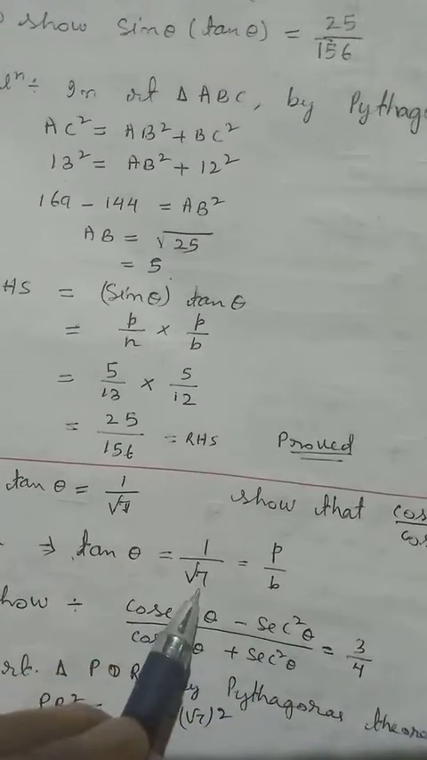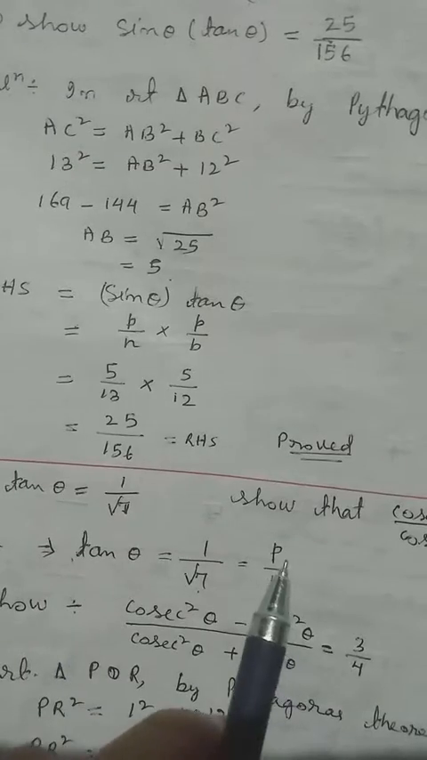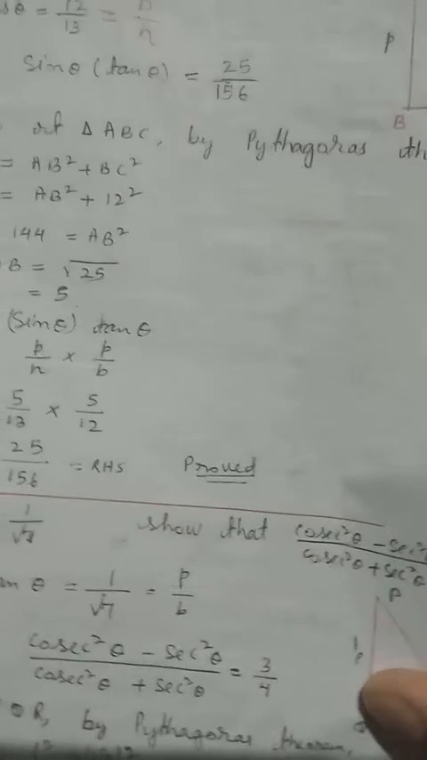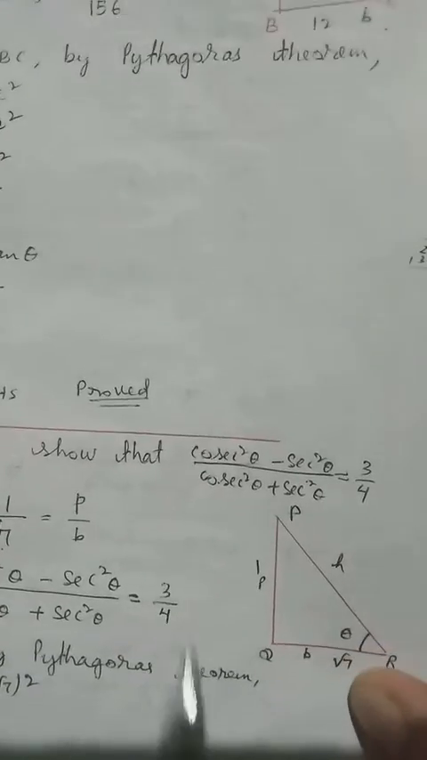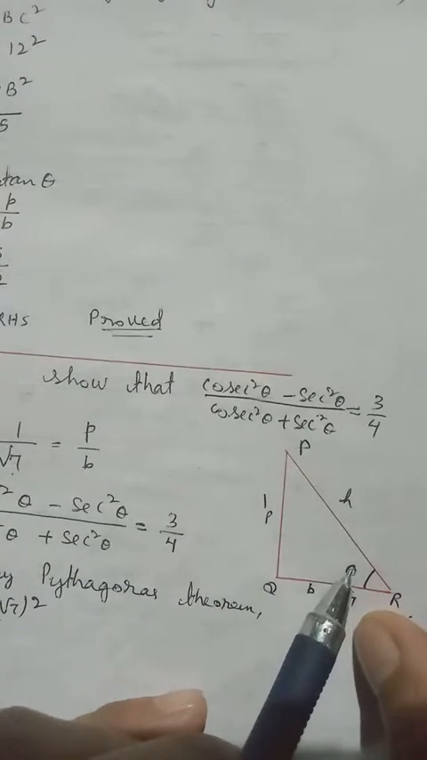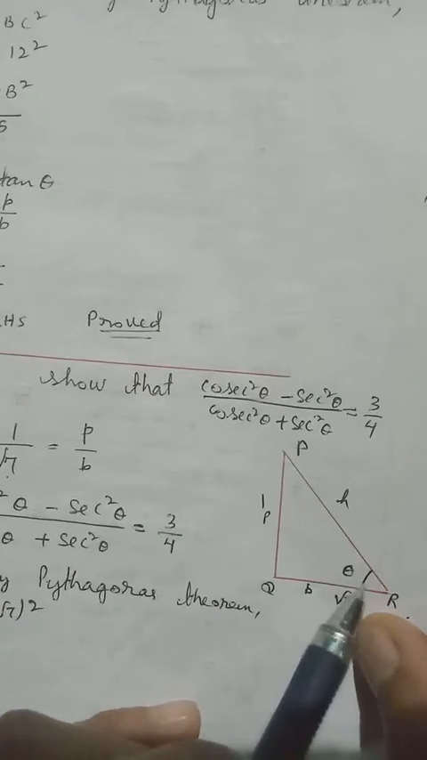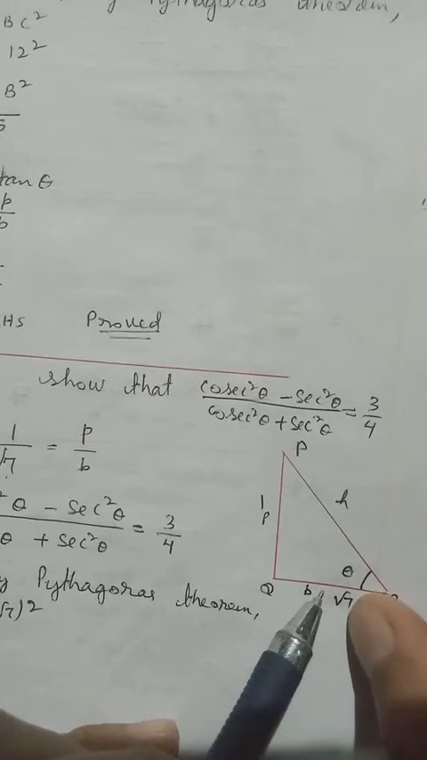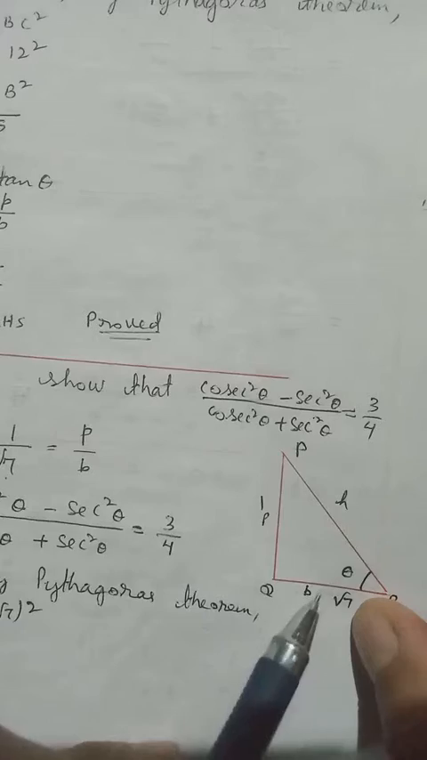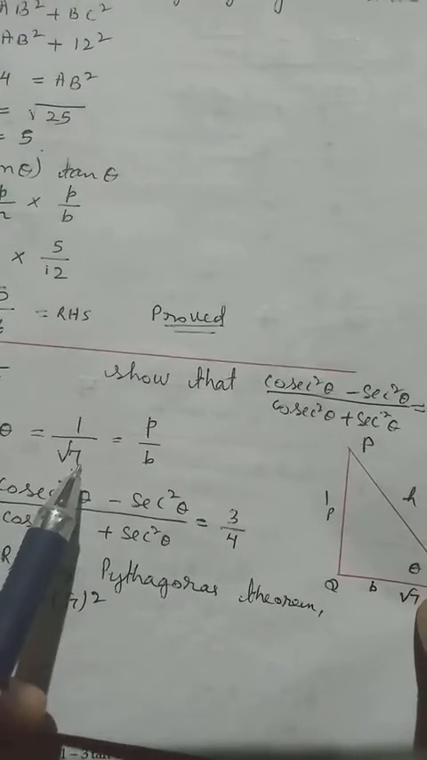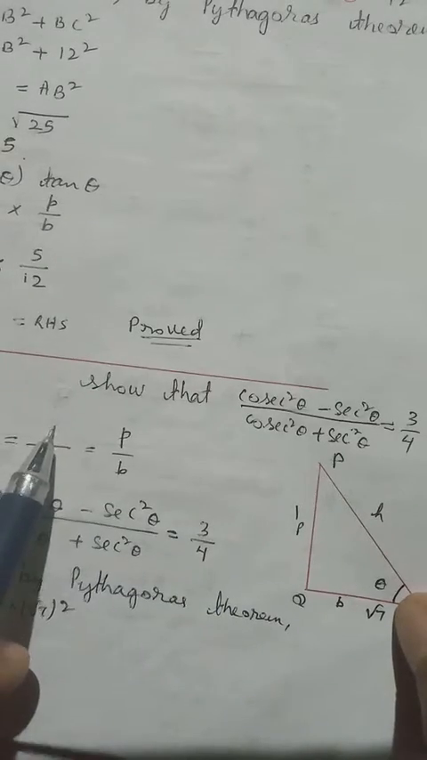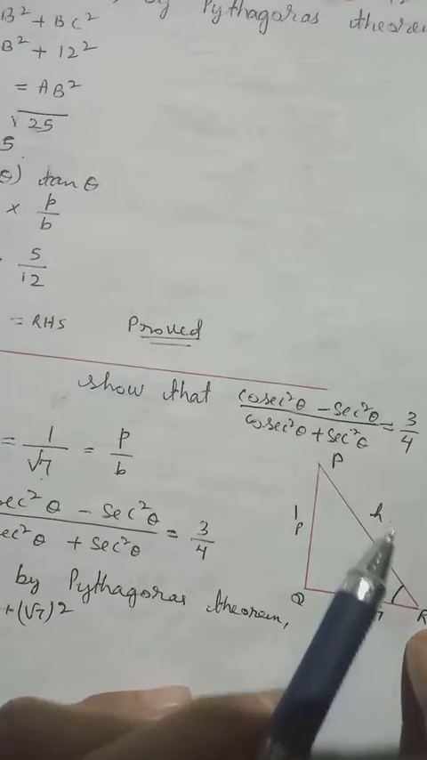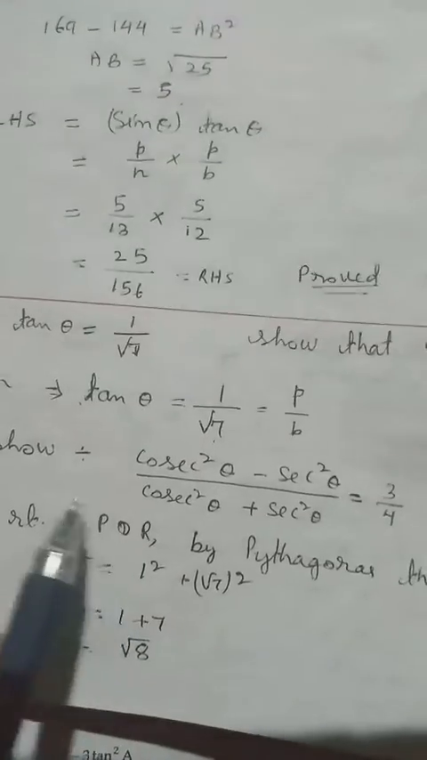So first of all, we have tan theta equal 1 by root 7. Definition of tan theta, we know it's P by B, which means P is equal to 1, B equal to root 7. So if we draw a right triangle, then we place theta in the acute angle. The side close to theta will be the base, equal to root 7. The side far from the base will be the perpendicular, equal to 1. Next, the hypotenuse we still don't know, we have to find.